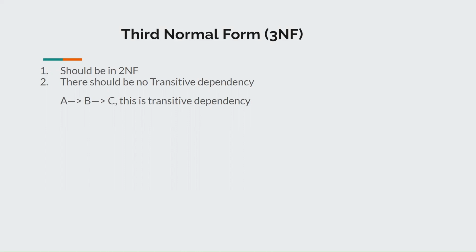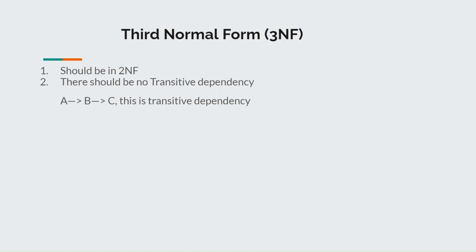Third normal form is a property of relational databases that ensures that all the non-key attributes are not transitively dependent on the table's primary key. Or in simpler words, if a non-key attribute depends on another non-key attribute, it should be moved to its own table.